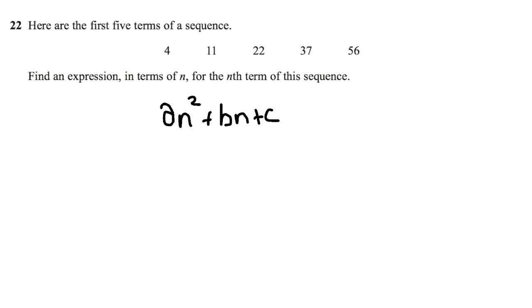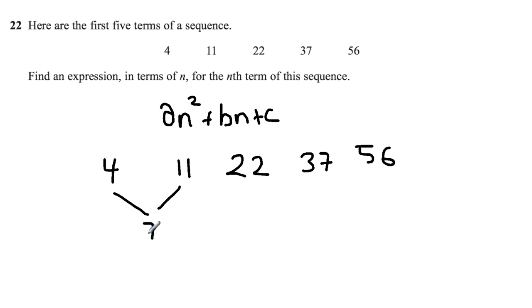What we need to do first is find the first difference. So let me just write the sequence out again. We have 4, 11, 22, 37, and 56. So the difference between 11 and 4 is 7. The difference between 22 and 11 is 11. The difference between 37 and 22 is 15, and the difference between 56 and 37 is 19. So that's the first difference. I'm just going to put FD down.